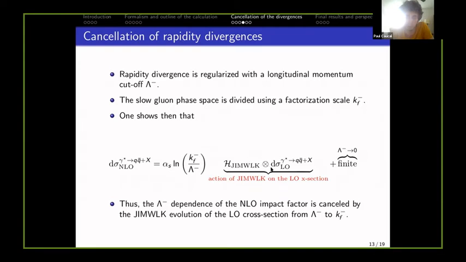So this is a very natural result, I would say, and very delicate to prove analytically, because it requires seeing the cancellation between several diagrams, and it's not obvious at all. And the remaining part here is lambda minus finite. I mean, it's finite when lambda minus goes to zero. So this equality here enables us to cancel the lambda minus dependence, because we can absorb it into the energy evolution of the leading order cross section up to the scale k minus.